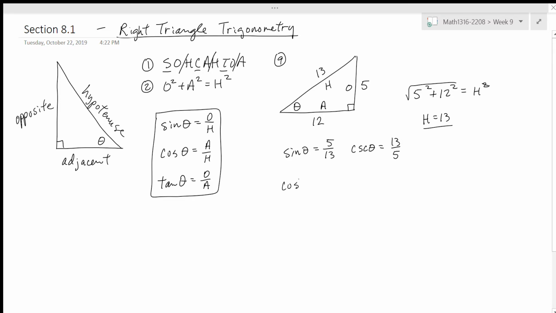What about cosine theta? A over H. And then I might as well get secant theta. And what about tangent of theta? O over A. And then I can get cotangent of theta. Tell me that's not easier than what we were just doing in the last chapter.